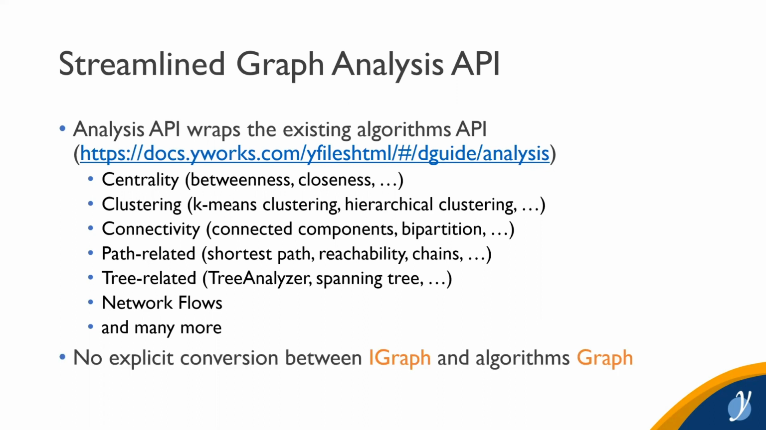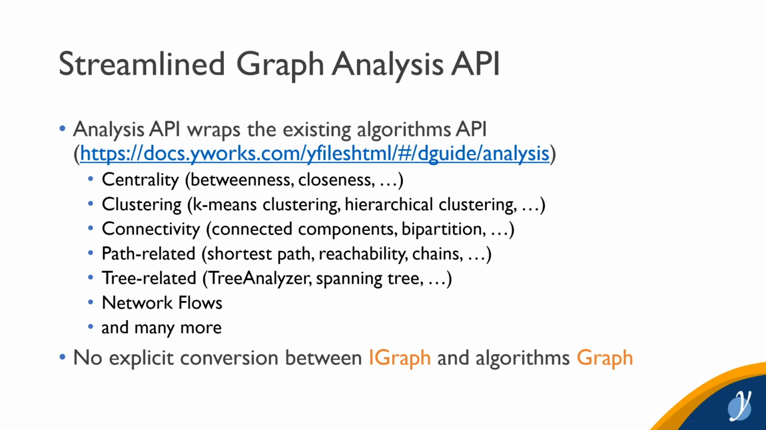Let's take a look at that. So before we look at the various differences, take a quick look at the APIs that we have over here. So it's for the centrality APIs, where there's the centrality, closeness, etc. There are different clustering APIs, connectivity for determining connected components, bipartitions, and so on. And of course, all the path-related APIs, shortest paths, all the variants, reachability stuff, chains, and so on. Tree-related, analyzing tree structures, finding spanning trees, minimum spanning trees, calculating network flows, and many more.